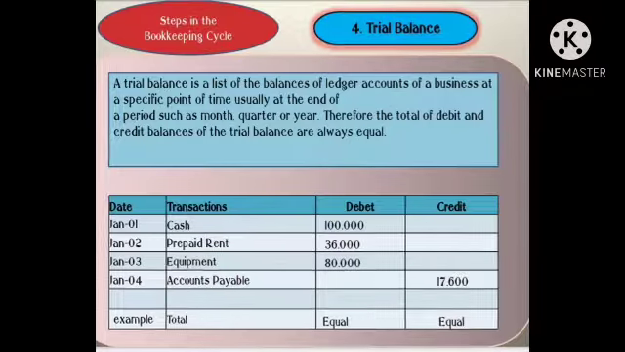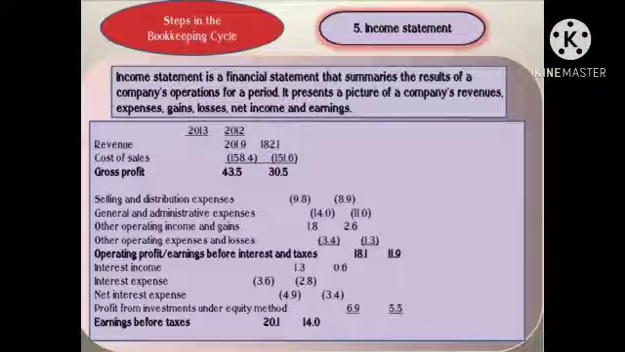And then the next step is the income statement. An income statement is a financial statement that summarizes the results of a company's operations for a period. For example, a comparison in 2012 and 2013. The transactions are revenue, and then cost of sales.